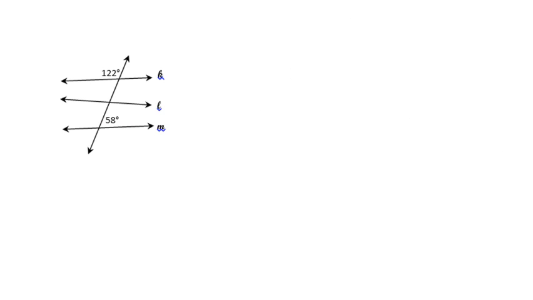Now this problem doesn't have any instructions. And it doesn't have any variables. If you look at what we have, grab my highlighter, we have a 122 and we have a 58. We have information about line K and line M. We have no information at all about line L. None. So line L, it's as if it's not even there. And I suspect what this problem is looking for is for us to tell them if K is parallel to M. I'll put a question mark.